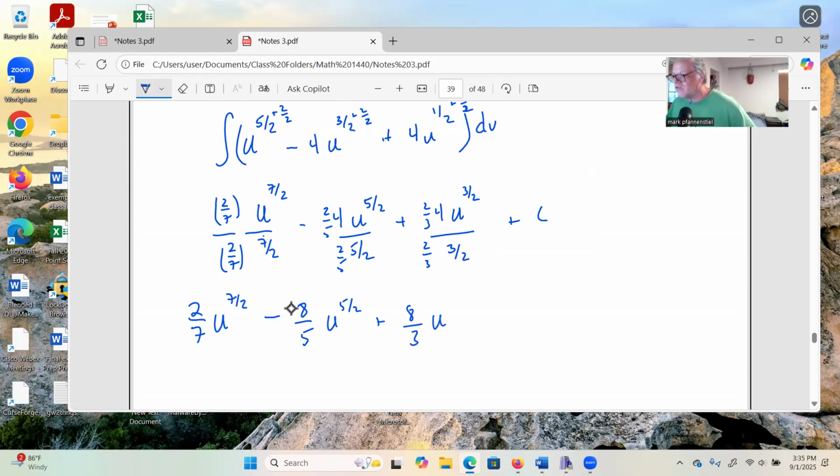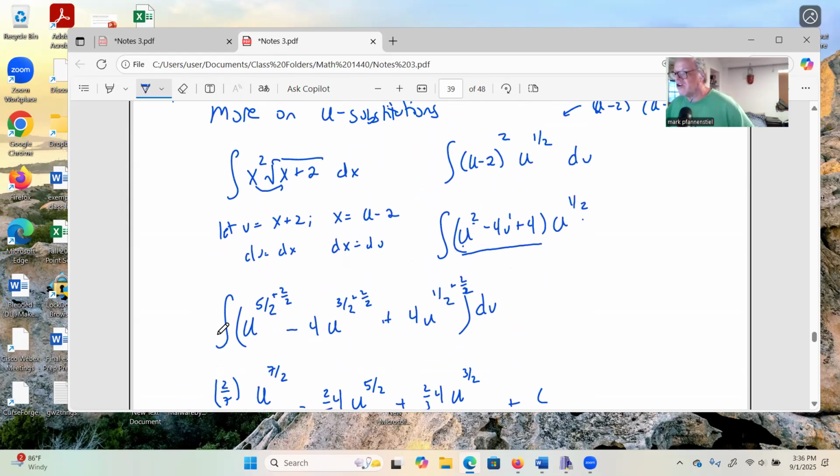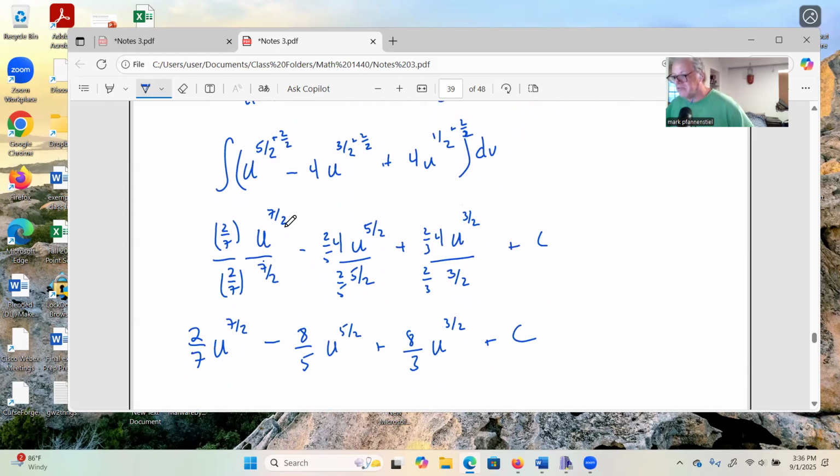8/3 u to the 3/2 plus c. But of course, we didn't start off with u's, we started off with x's. You have to go back and say, what was u? u is equal to x plus 2.